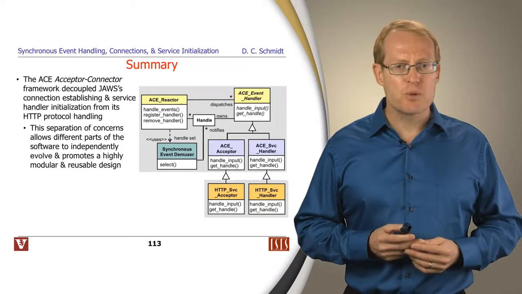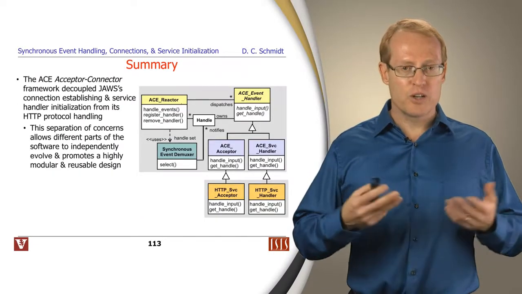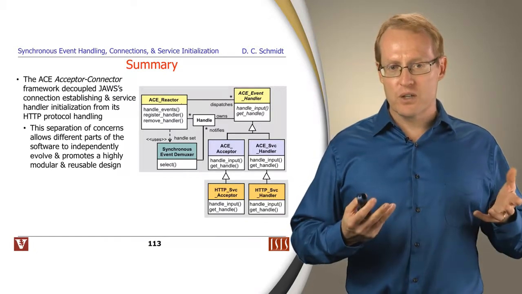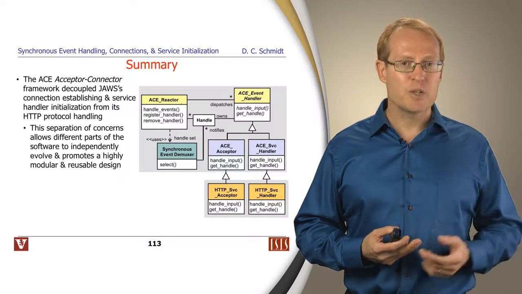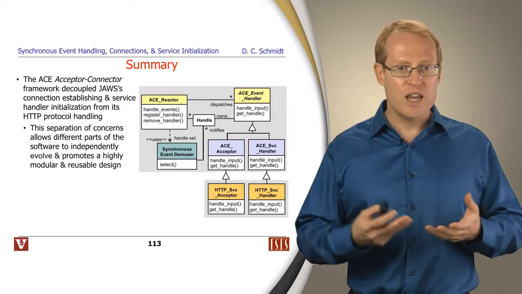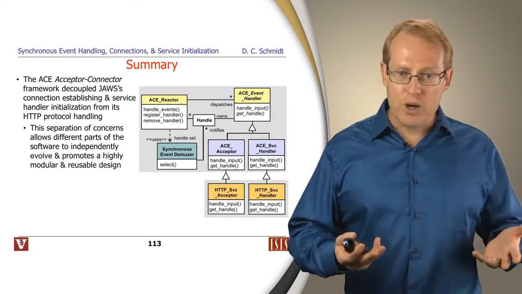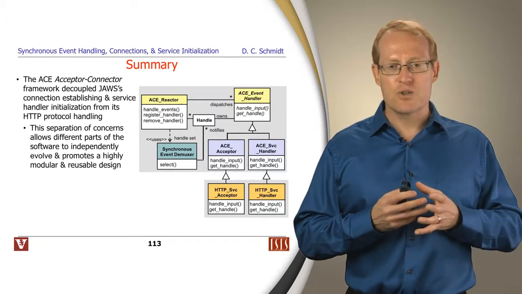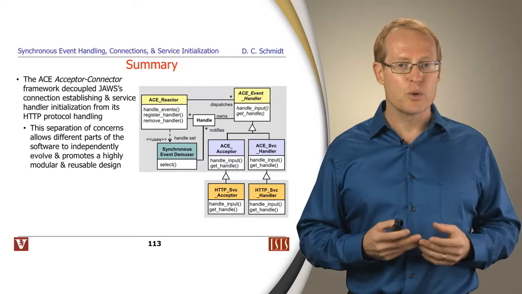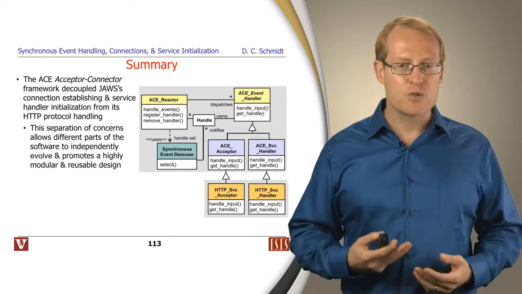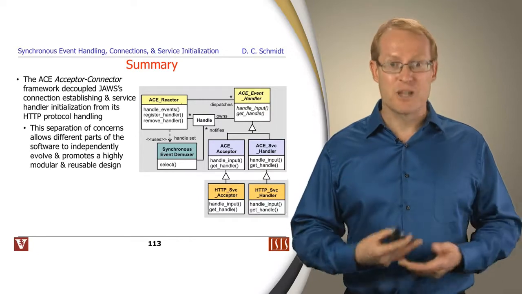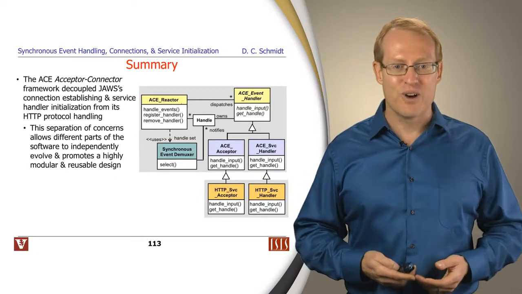So to summarize this particular part of the module, the ACE Acceptor-Connector framework decouples JAWS connection establishment and service handler initialization from the protocol processing for HTTP. This separation of concerns allows us to reuse large parts of our solution, and push that into the infrastructure so we don't have to worry about it. Somebody else can maintain it. Someone else can optimize it. Someone else can debug it. Someone else can document it, and so on.